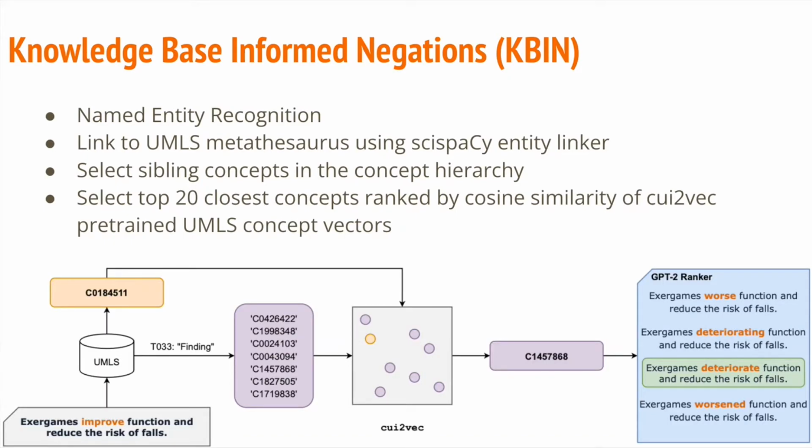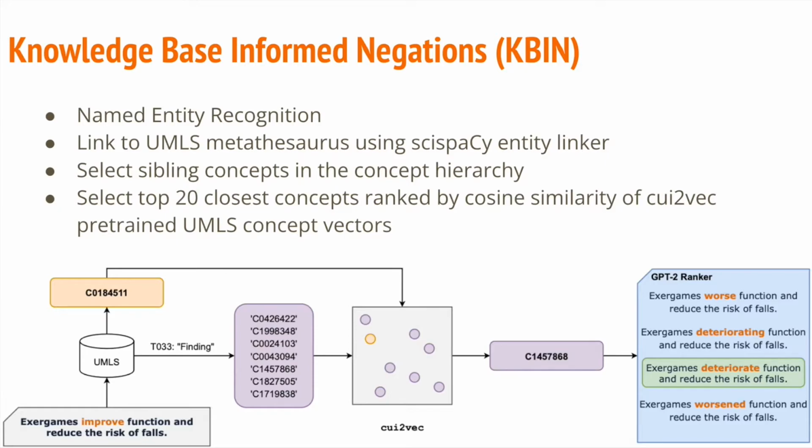Once they obtain the claims, so far the claims are all positive. So the claims are supporting claims. They need to somehow obtain the negated claims to actually perform the fact-checking task. So to do this, they propose the novel knowledge-based informed negation task system, KBIN.